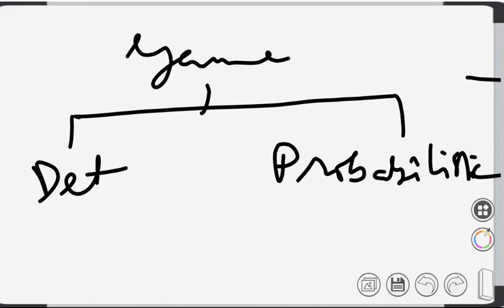Can somebody tell me what the column maxima are? How have we explained column maxima? Can somebody please tell me? The maximum value in the column, the maximum amount of money player B is supposed to lose, whatever A plays. That is the column maxima.